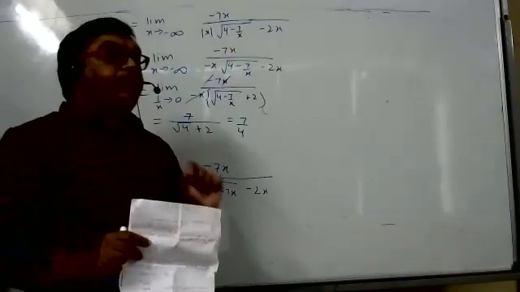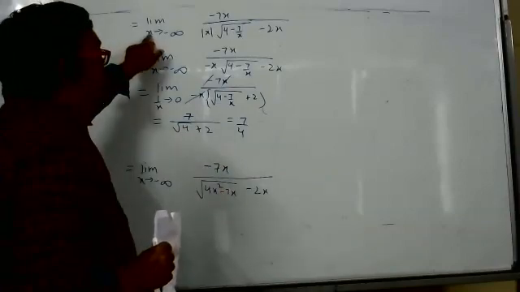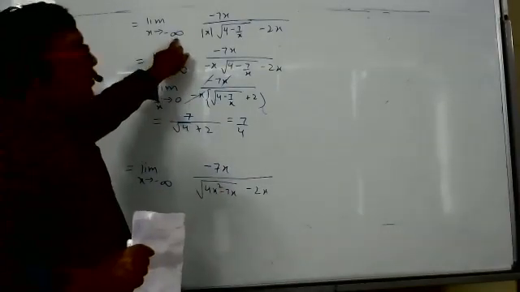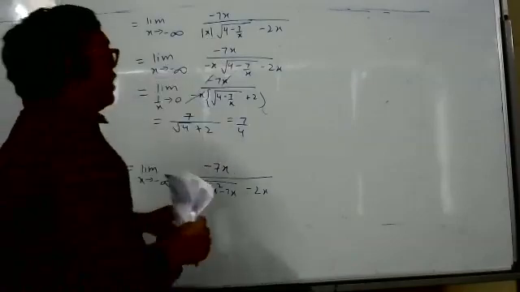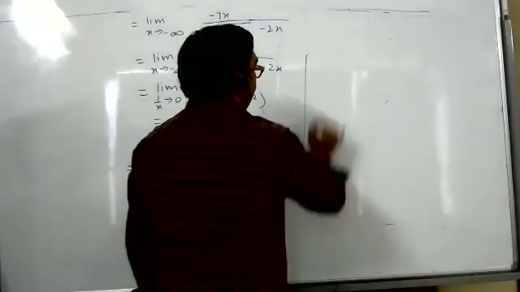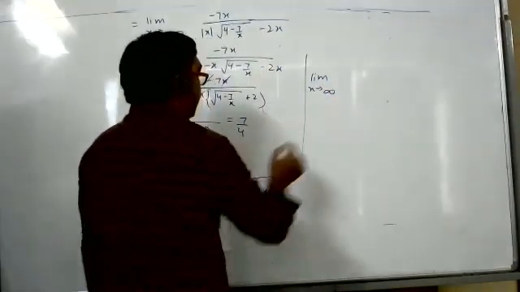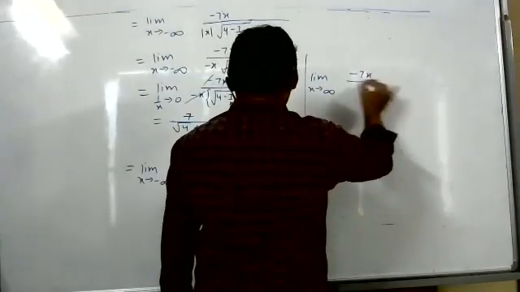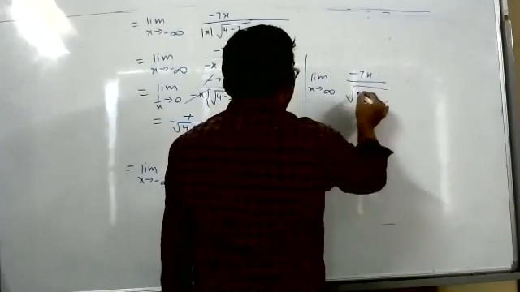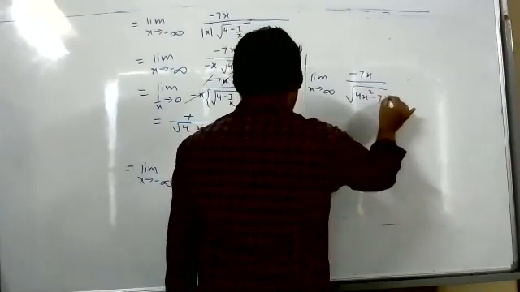And why are we taking precaution? Because x is negative here. x is minus infinity. So that's why we have to take precaution here. Suppose the question was like this: limit x tends to infinity, same thing, minus 7x by square root of 4x square minus 7x minus 2x.